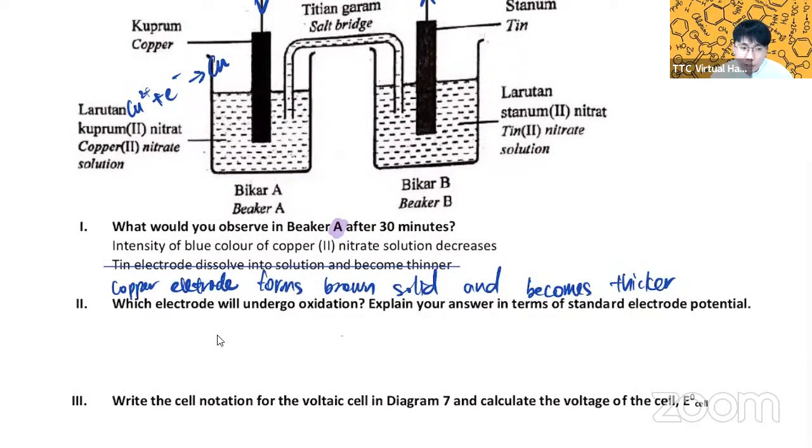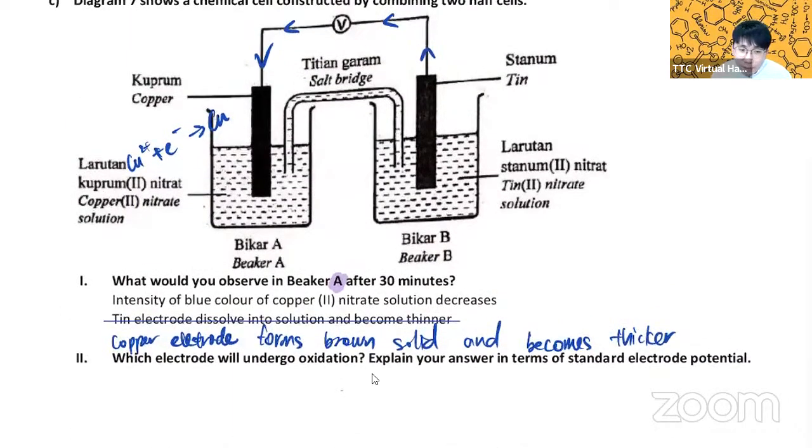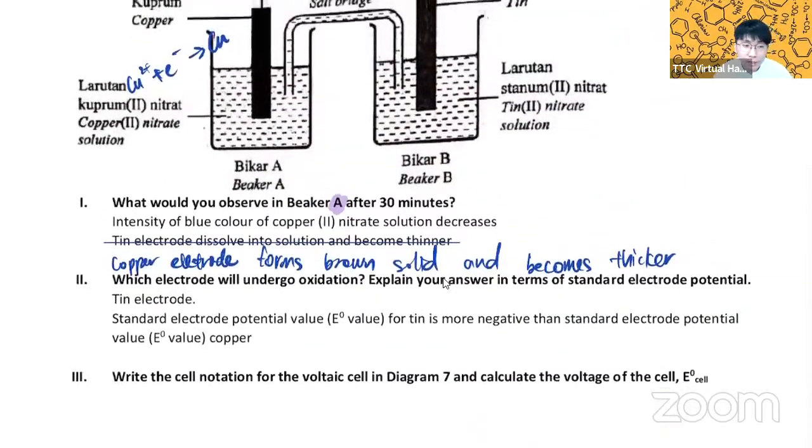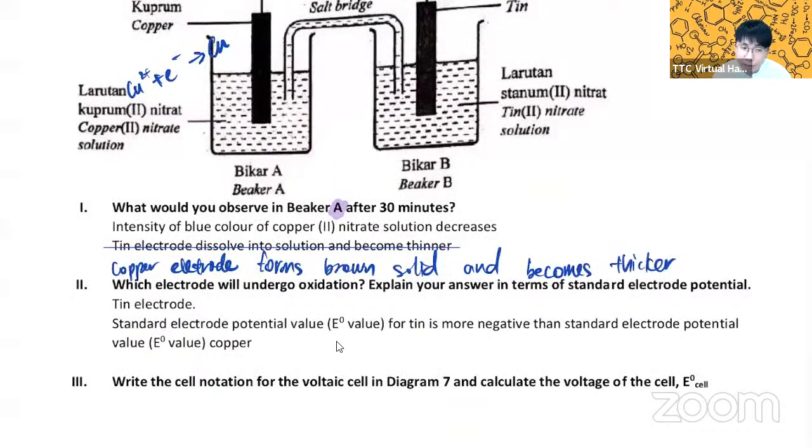Which electrode will undergo oxidation? I just mentioned this. Explain your answer in terms of standard electrode potential. We mentioned that tin will undergo oxidation because it is a stronger reducing agent, because of the more negative value. So the tin electrode, because the standard electrode potential value, the E0 value, for tin is more negative than the standard electrode potential of copper. Because of the value, you selected tin to undergo oxidation, the strong reducing agent.